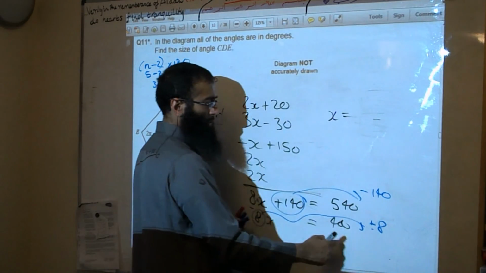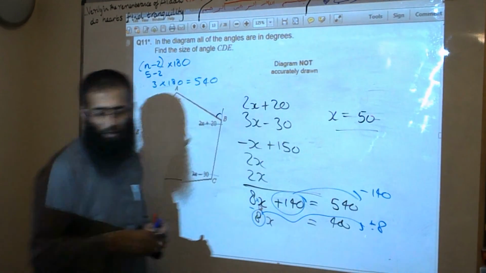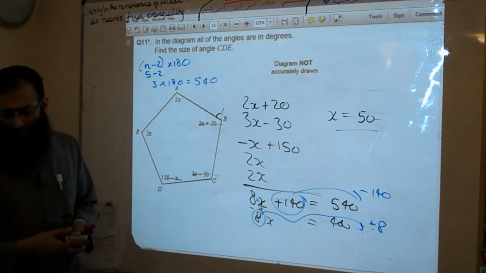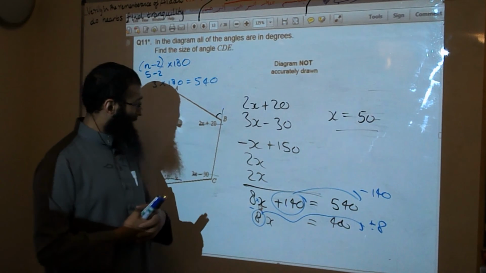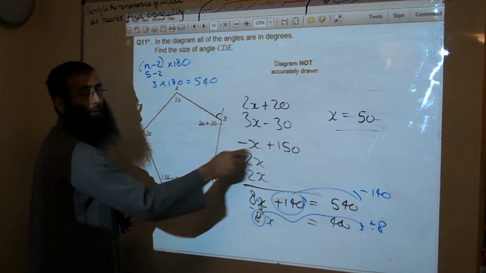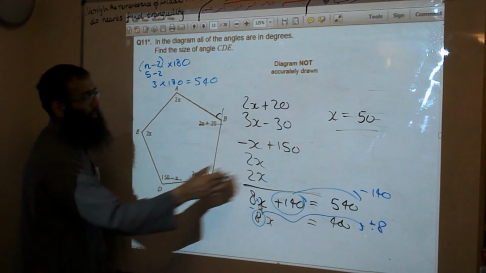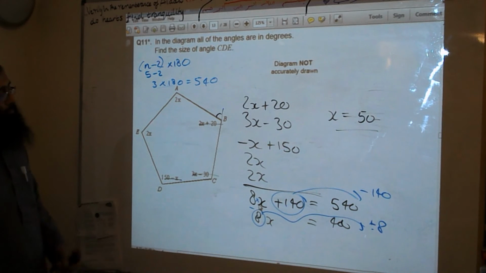So x is equal to 400 divided by 8, which is equal to 50. So 50 is the correct answer for that question. It's not 40. Who missed that one? It's over here, I'll show it here. So 150 minus x, 150 minus x. I'll show it back to front.